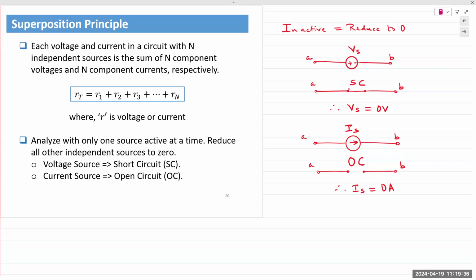The concept of replacing a voltage source with a wire and replacing the current source with an open circuit: in both cases, we are reducing the source to 0, meaning we are turning it off, making it inactive.